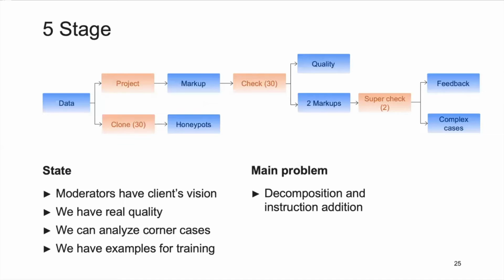And we have the fifth stage. The moderator has a client vision, they have a real quality. We can analyze corner cases and we have examples for training. Our super assessor could also collect for us unique examples with bad quality, in the gray area.